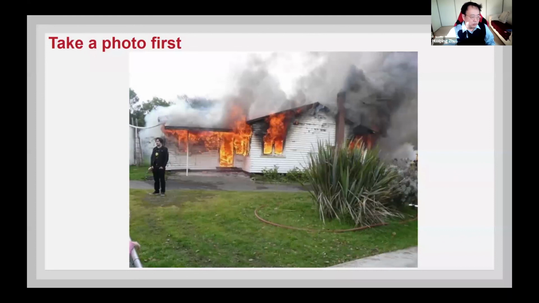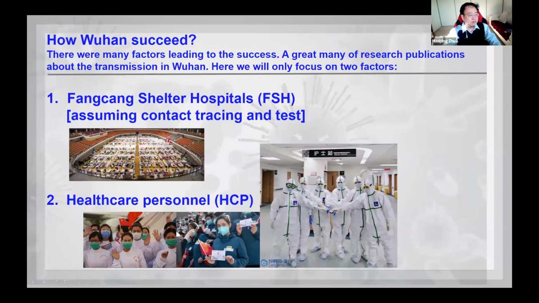In fact, to mimic how the fire started in Wuhan and how Wuhan used resources to fight and finish the epidemic. So here I want to summarize, of course, that fighting COVID-19 in Wuhan involved so many different aspects of effort. There were also many different factors working together leading to the success. So we do not plan to summarize everything. It's impossible. Also, even for mathematical modeling studies, there are a great many research publications about the transmission. So here we only focus on two factors, as I just introduced, because we set our focus on these two things.